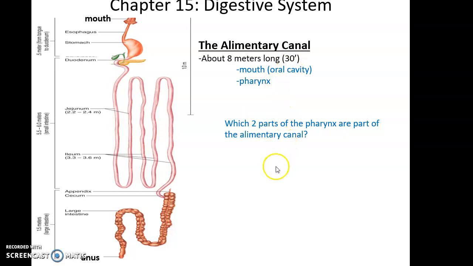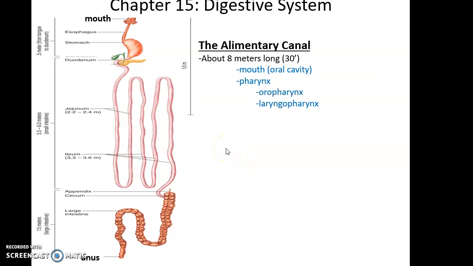So the alimentary canal is another term for the passageway leading from the mouth to the anus. It is approximately 30 feet long. It starts with the mouth, the oral cavity, then leads to the pharynx, the back of the throat. Which two parts of the pharynx are included in the alimentary canal? Hopefully you said oropharynx and laryngopharynx. We do not want things to go up into the nasopharynx because then it could enter the nasal cavity. So from the oral cavity to the oropharynx and then laryngopharynx.